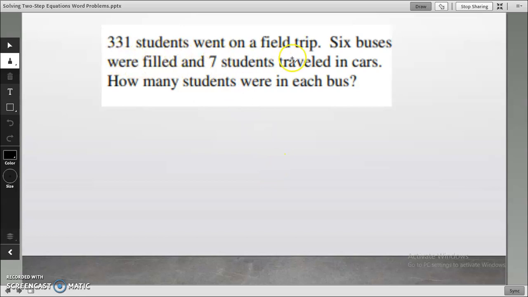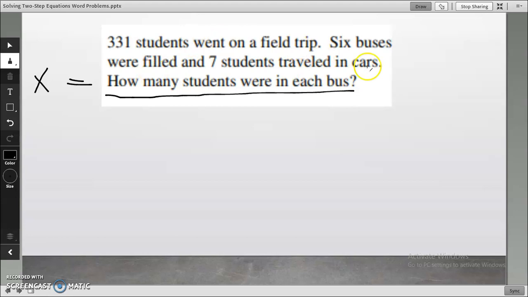331 students went on a field trip. 6 buses were filled and 7 students traveled in cars. How many students were in each bus? So the first thing I need to do is figure out what I am looking for. What am I trying to answer? I'm trying to figure out how many students were in each bus. So I am going to define my variable x. You can name your variable anything you want, but I choose x as it's going to be how many students were in each bus. So my variable x will be how many students were in each bus.